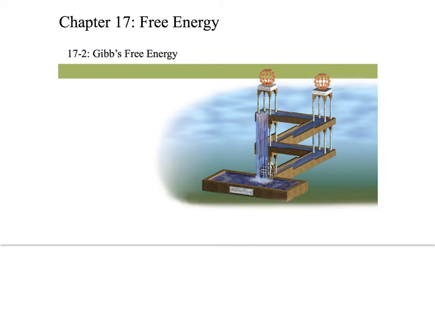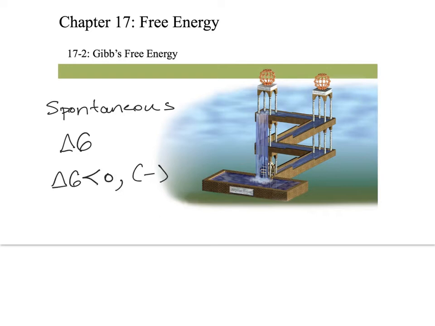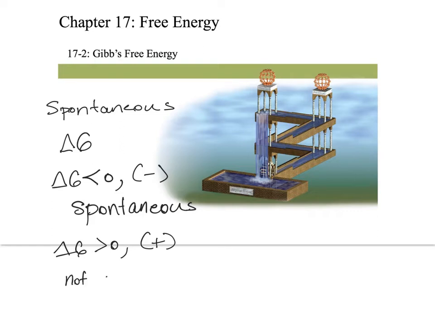In this section, we'll be looking at a new term, Gibbs free energy. This will tell us whether or not a reaction is spontaneous. Gibbs free energy is abbreviated as delta G. If delta G is less than 0 or negative, then the reaction is spontaneous. If delta G is greater than 0 or positive, the reaction is not spontaneous.